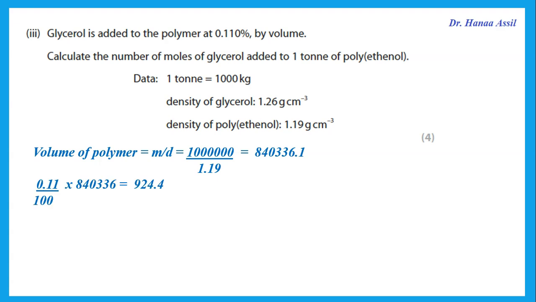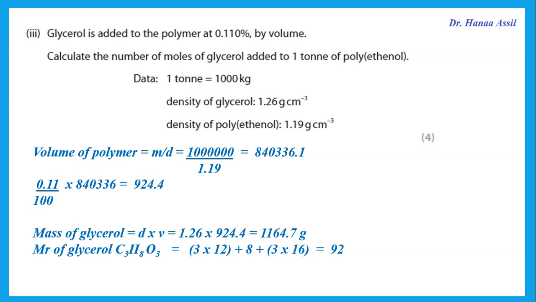Now, if I want 0.11% of that, 0.11% of that volume is this. Now, we're required to get the mass. The mass of the glycerol is density times volume. Density of the glycerol is given times the volume. That would be the mass that needs to be added, but we're required to get number of moles. So number of moles from the MR, we calculate the MR of glycerol. Number of moles is mass over the molecular mass. That gives 12.7 moles.